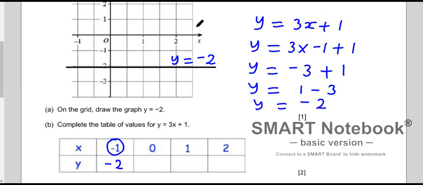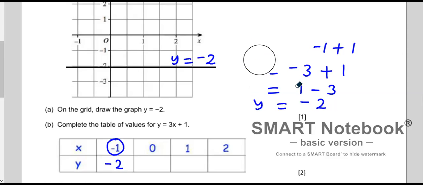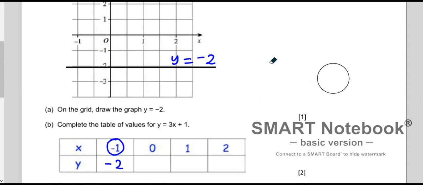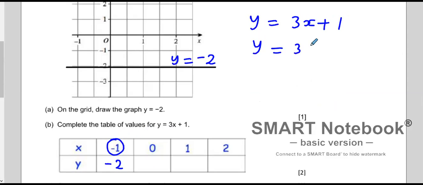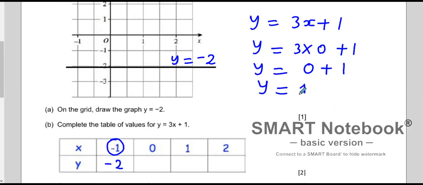You can pause the video and try the remaining other questions, okay? But for now, let us erase everything so that we go for the next part. We go back to the equation, y equals 3x plus 1, y equals 3 times x, but in this case, x is 0, plus 1. Now, any number times 0 equals 0, so y will be equal to 0 plus 1, that equals 1. So here, the value of y will be equal to 1. You can pause the video and try the other blanks here.